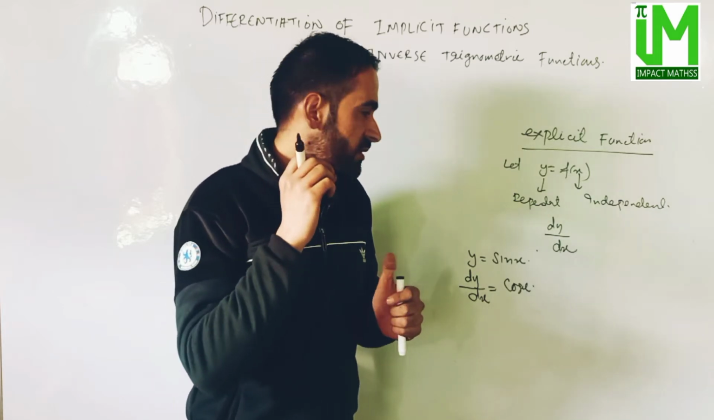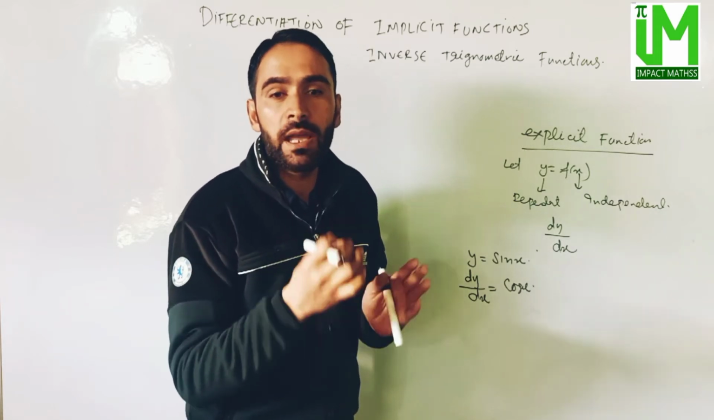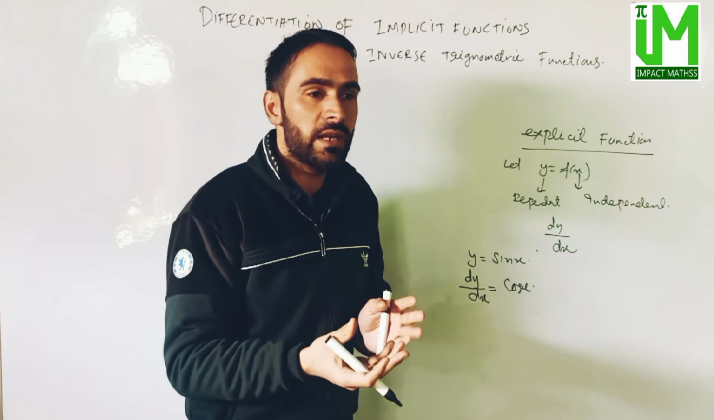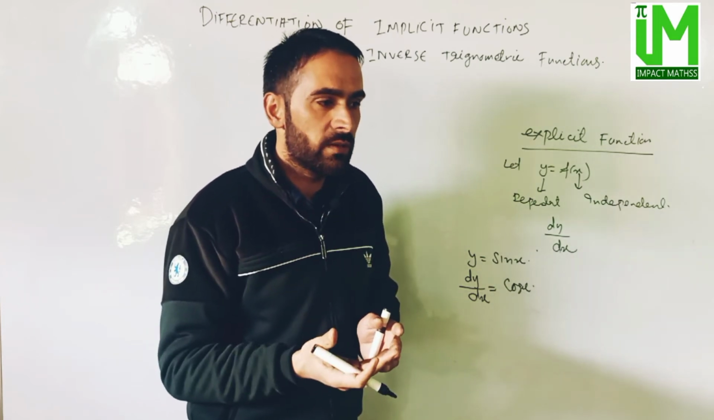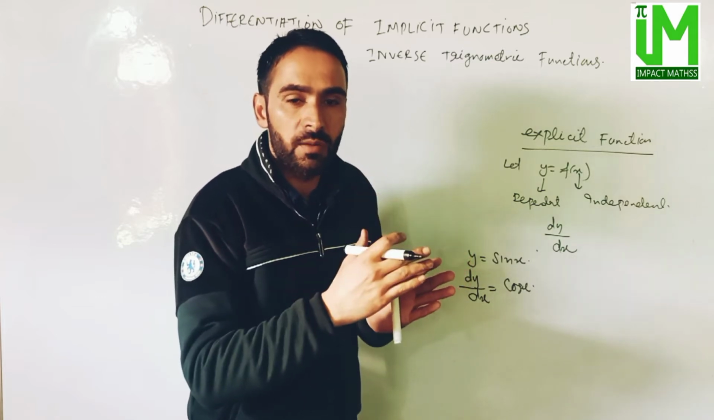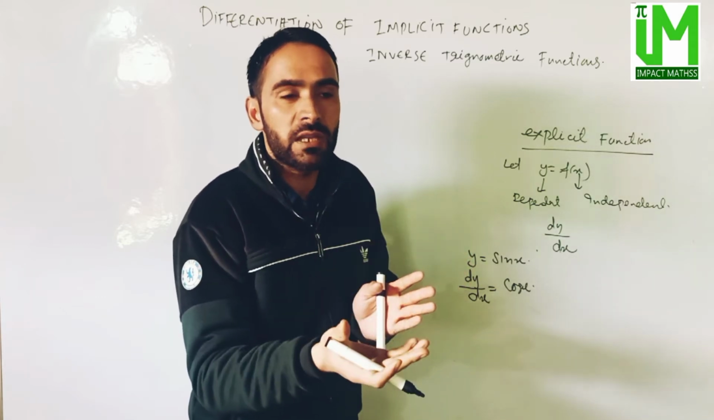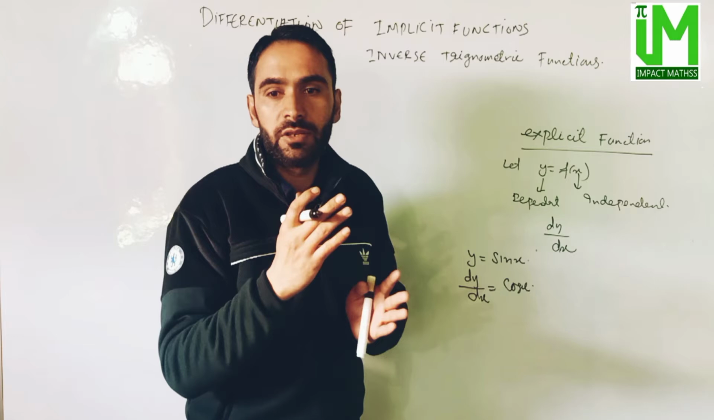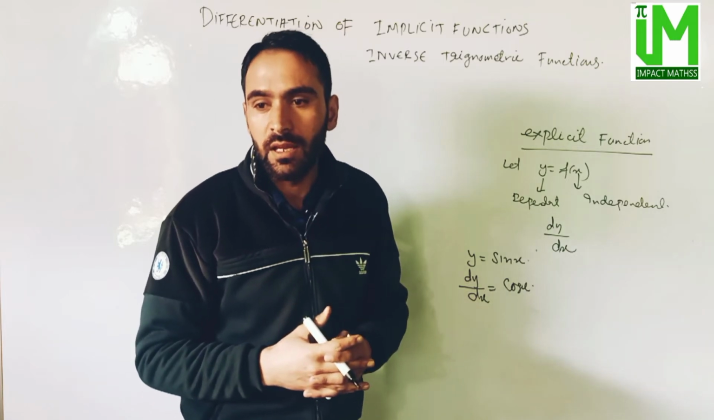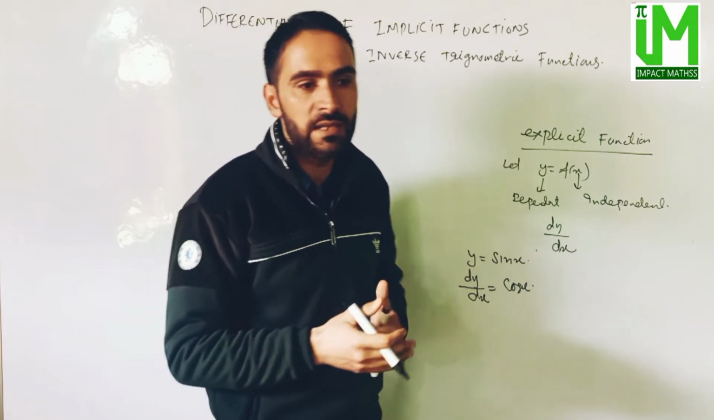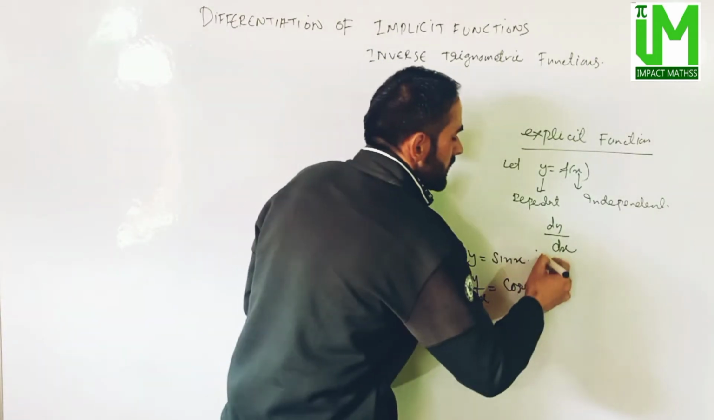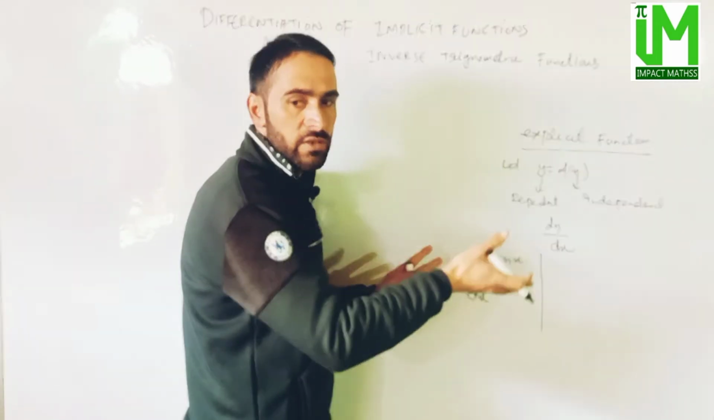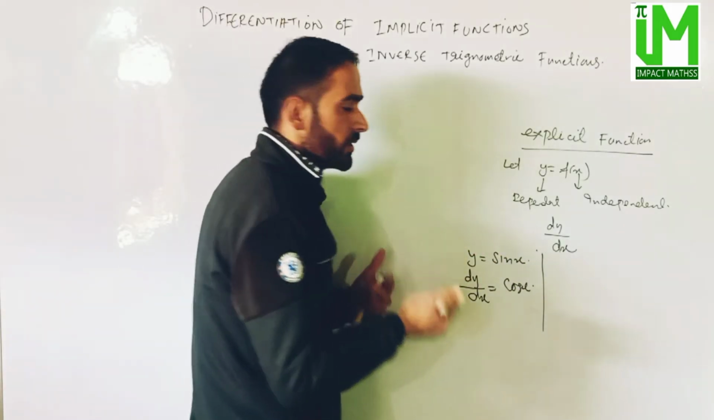So in other terms we can say y is expressed explicitly in terms of x, wherein y is the dependent variable and x is the independent variable. Again, suppose a relation has a mixture of these dependent and independent variables.